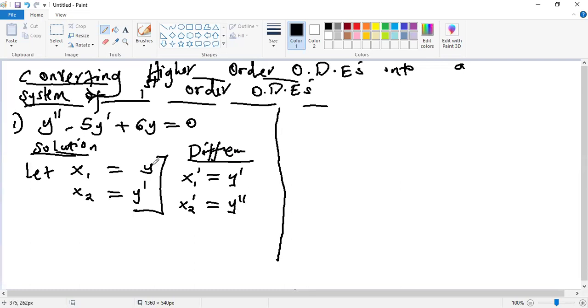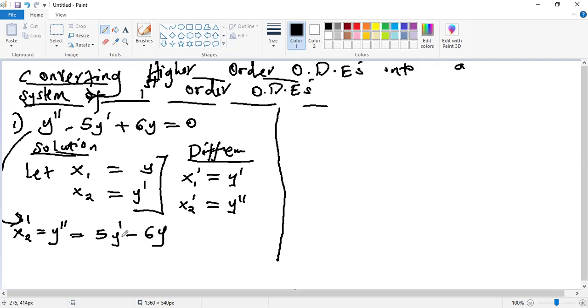Now, looking at our main equation, we can make y double prime the subject of the formula. So y double prime, let me rewrite this down here. x2 prime, which is equal to y double prime, is equal to, from the original second order equation, 5y prime minus 6y. I've taken all these values and put them on the other side of the equation.